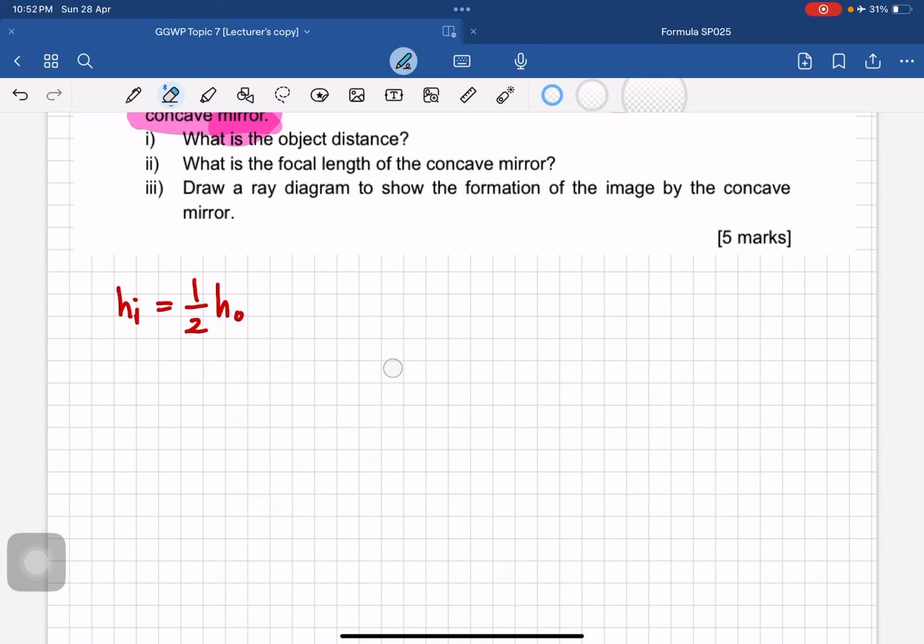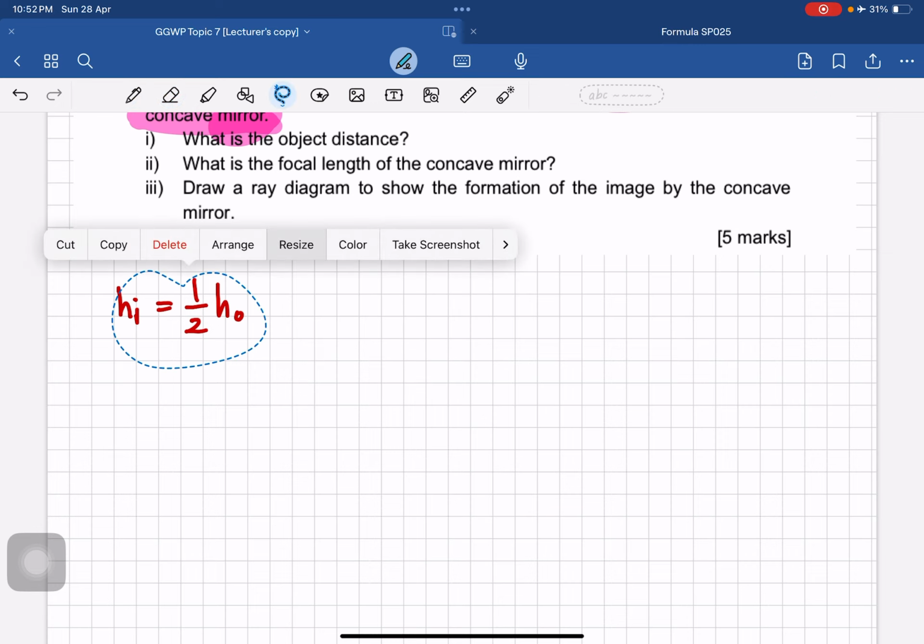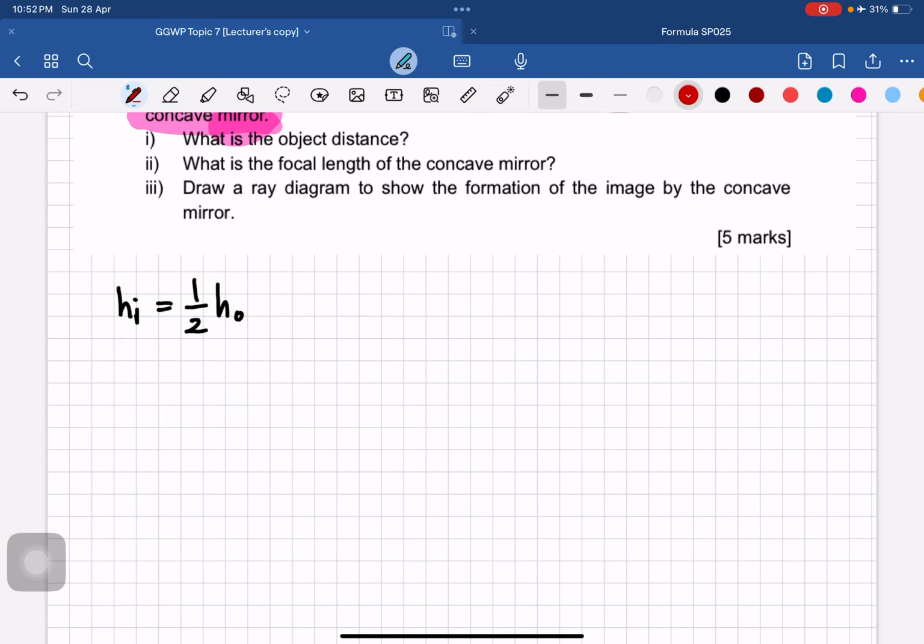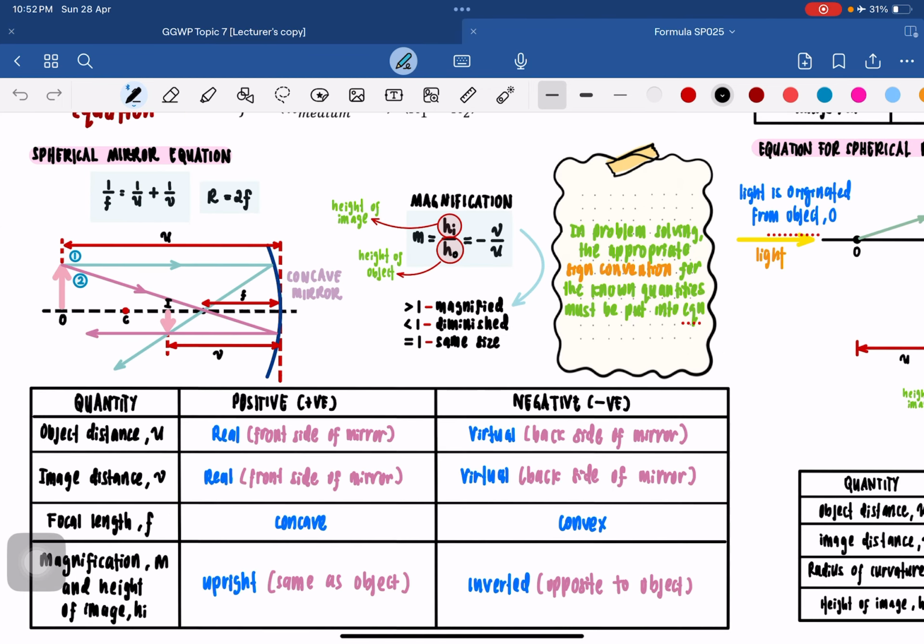Oh, why am I using red? Let me just convert that to black first. Okay, so sekarang ni kita tahu concave mirror macam ni kan. Okay, lepas tu dia bagi tahu image tu adalah real. So what does a real image means? Okay, V dia tu positif kah negatif? Kita kena make sure kita tahu positif atau negatif.